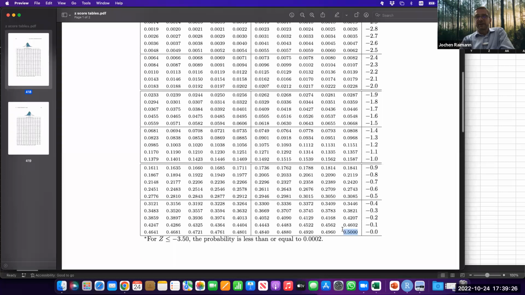It will become very clear once you look here at 0, because 0 is 0.5. That's the proportion of your population that is to the left on the histogram. It's splitting the normal distribution in half. Everything smaller than that is the negative z-scores.